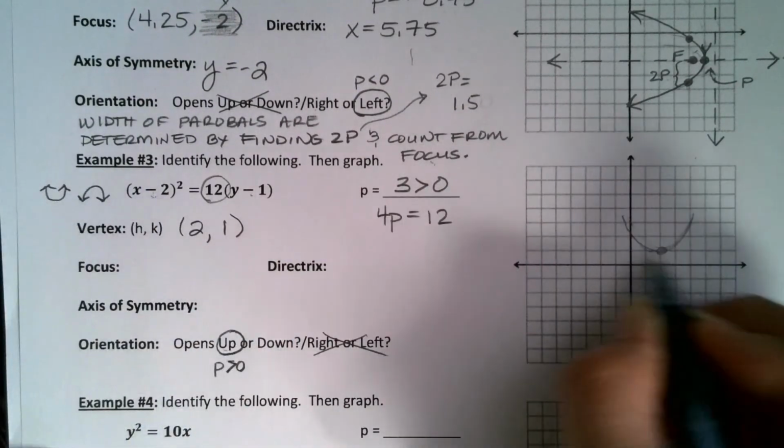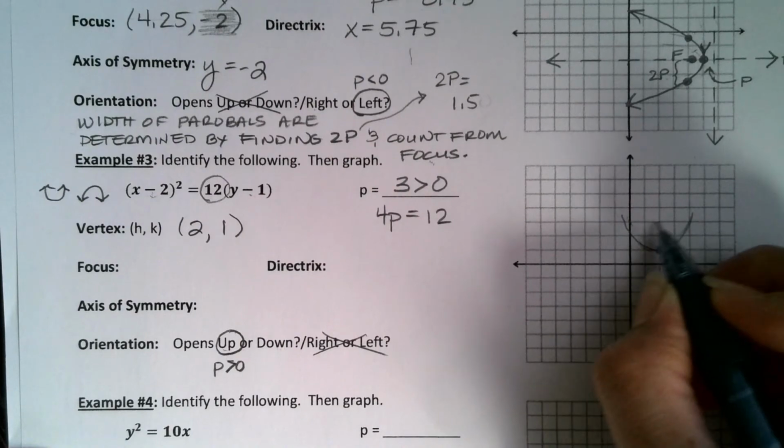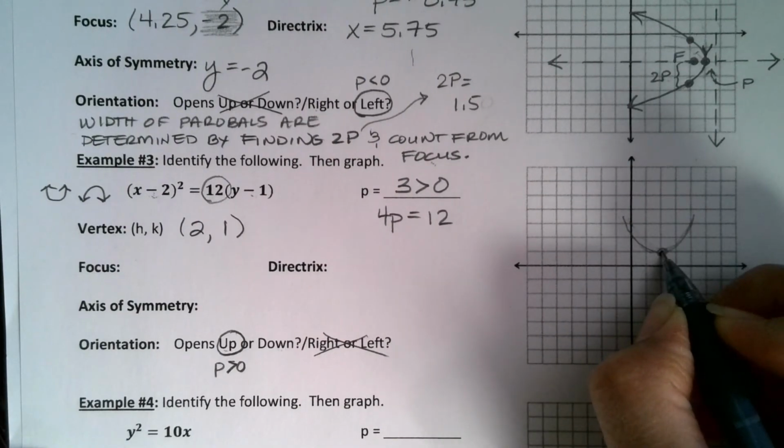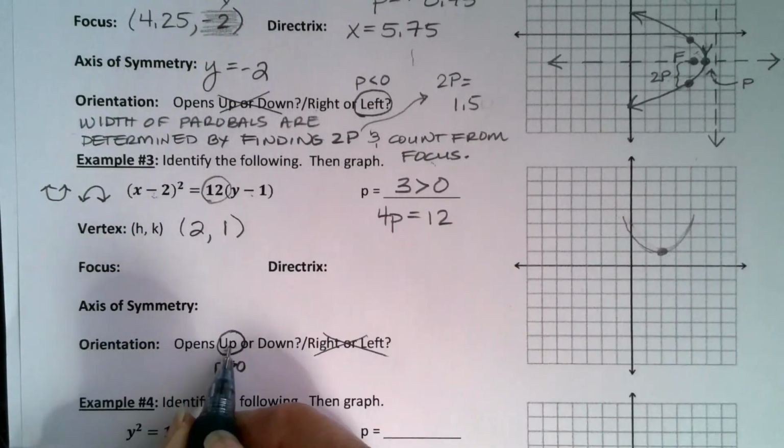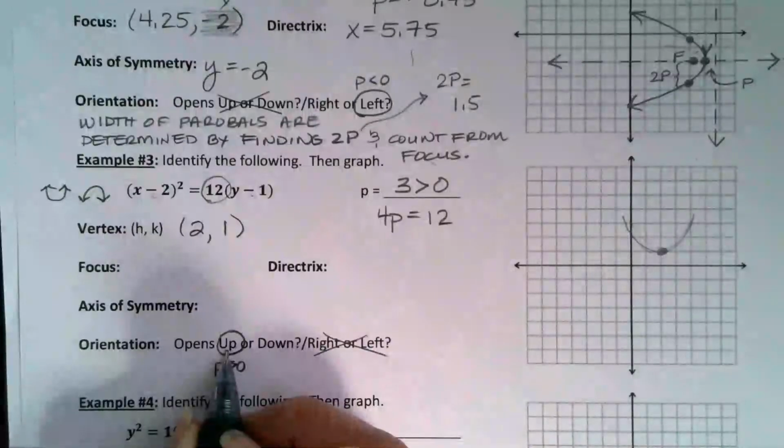So why do I need this visual? Because I know my focus is trapped in here. So I know from my vertex I'm going to be going up. And it makes sense because it says up here anyway. But up how much?